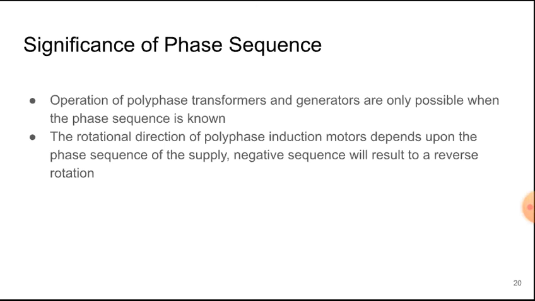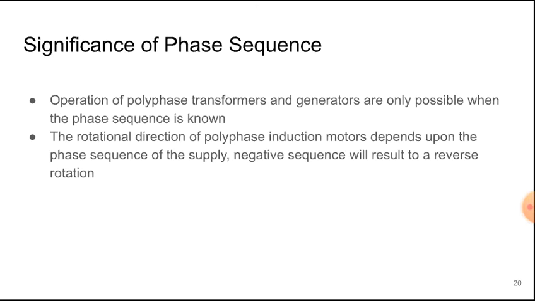Phase sequence is important in the operation of some polyphase transformers. If we connect in parallel some transformers and AC generators, you should connect them at the same sequence. Otherwise, it may explode or it will not work. You need to know the sequence of the first one so that when you connect the second one, you also know the sequence. Then you connect them in parallel.